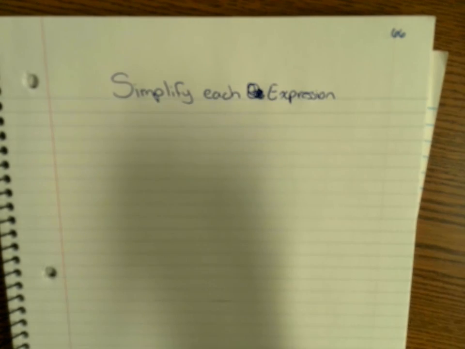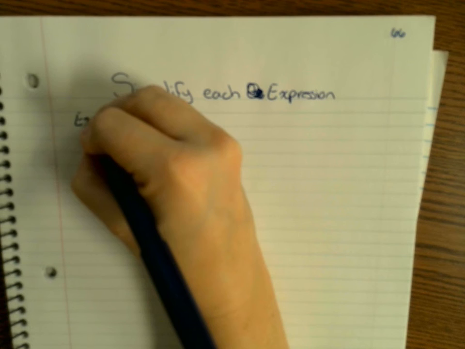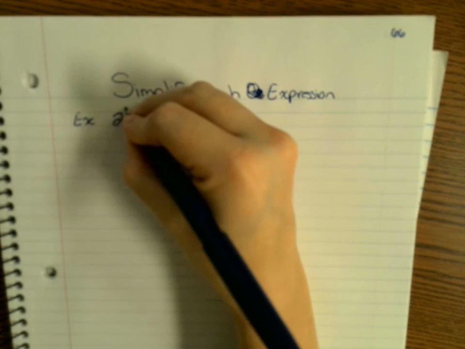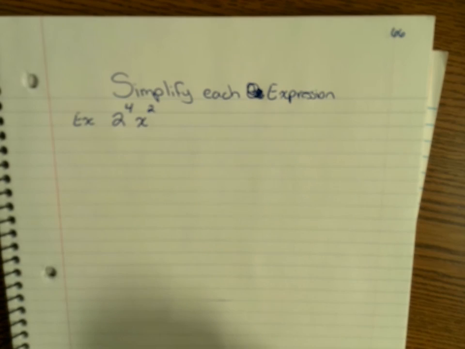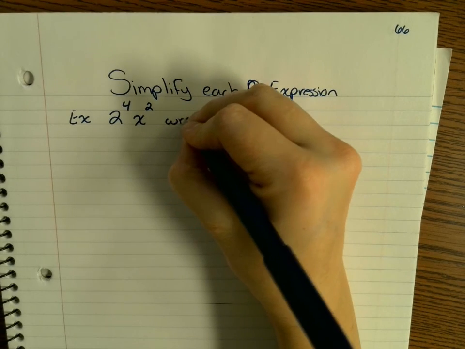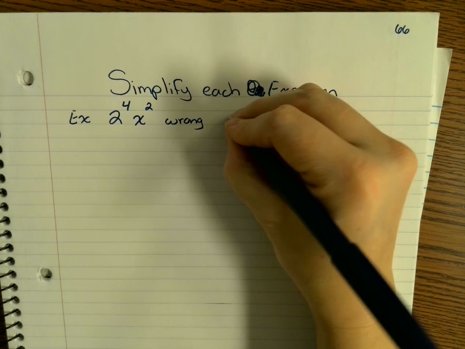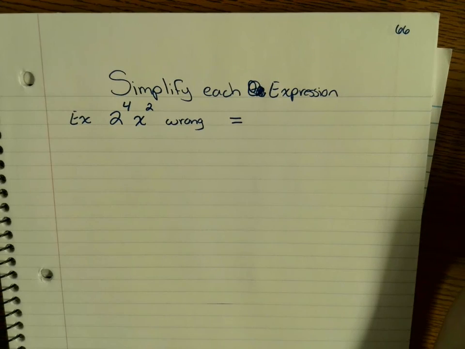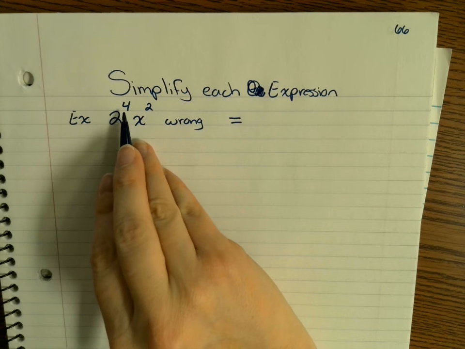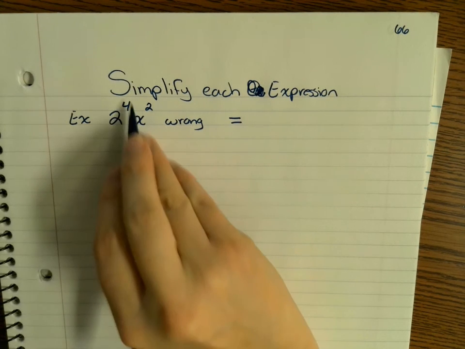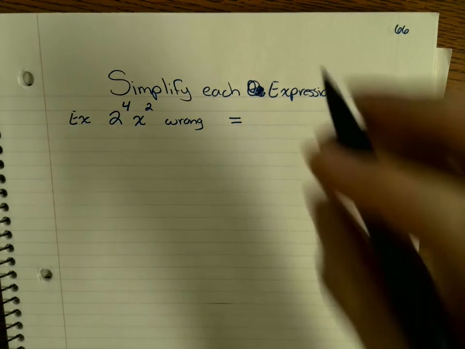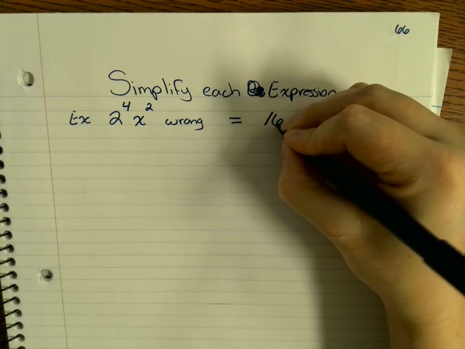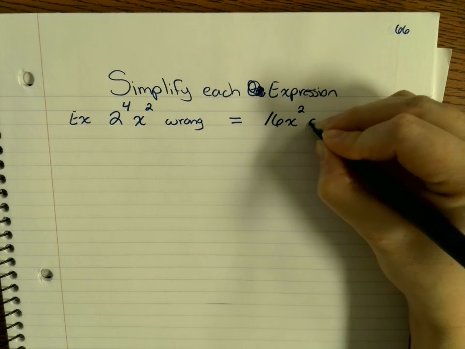Now remember, if you have a problem and you leave your answer as 2 to the 4th, x to the 2nd, if you leave it like that, it's going to get marked wrong. You would have to actually simplify it. You cannot leave it as 2 to the 4th. You have to actually work 2 to the 4th out. You would have to put 16 x to the 2nd. That would be the correct thing.